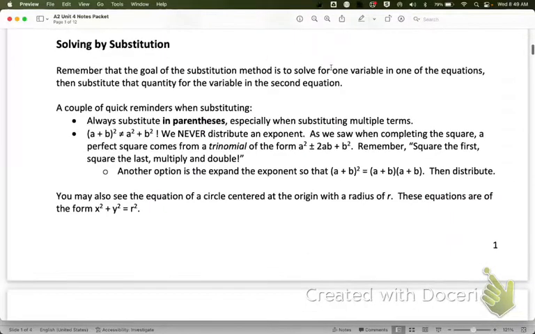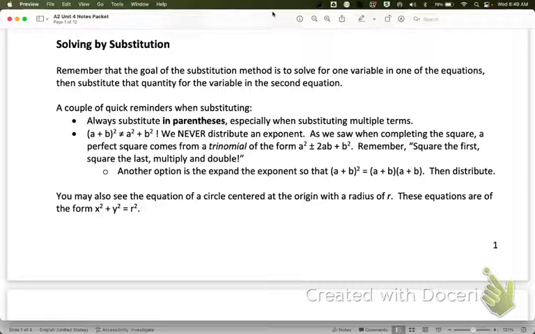So we're going to use the method of solving by substitution. And this is the same method that we used with linear systems. So the goal of substitution is to solve for one of the variables, get it by itself, and then substitute that quantity in for the variable in the other equation. So a couple of really important reminders when we do this, because these are going to be a little bit more involved than the ones we've done before. Always substitute in parentheses. Always. It's better to put them and not need them than to not put them and then do it wrong because we didn't have parentheses where we needed to.